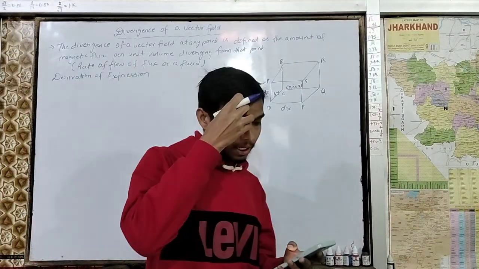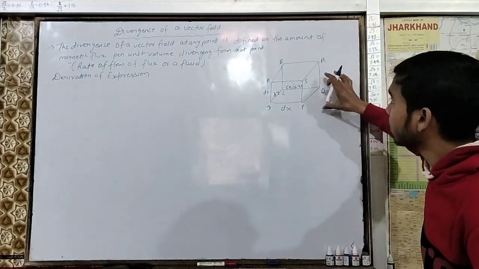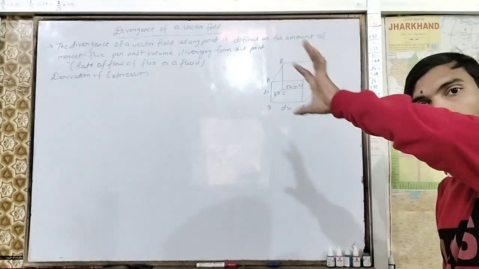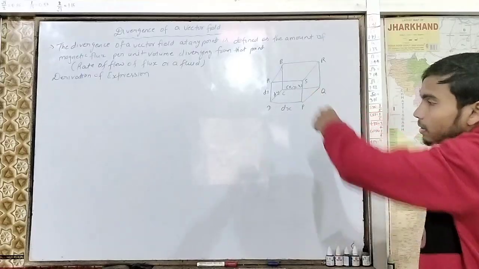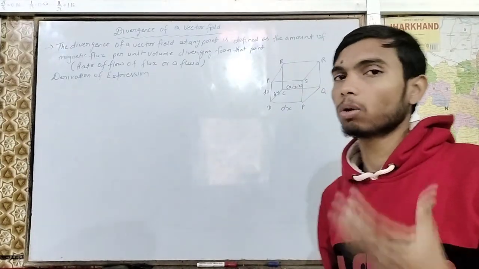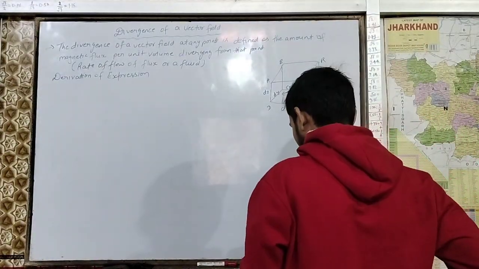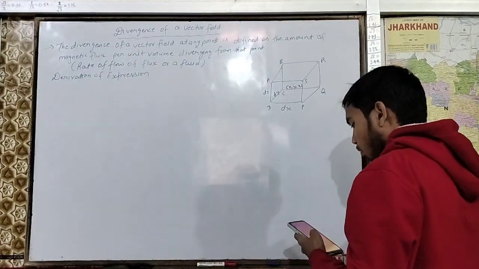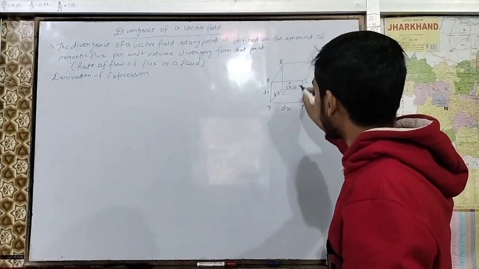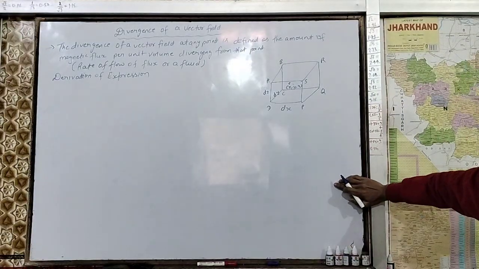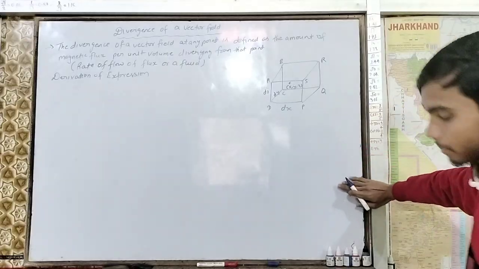Let us consider a small parallelepiped. This is nothing but a parallelepiped. It is not completely circular, not a completely circle pipe. It is a parallelepiped, whose center C is at a point x, y, z, and whose sides are dx, dy, dz of a volume.